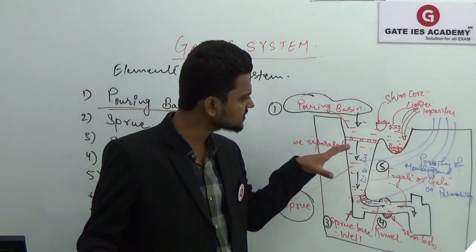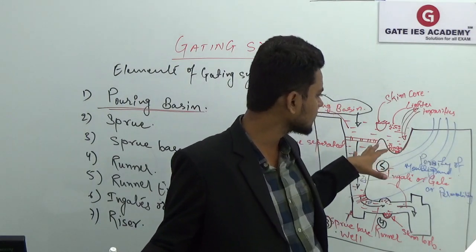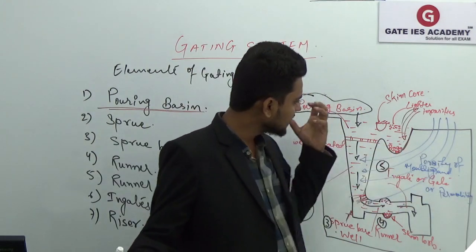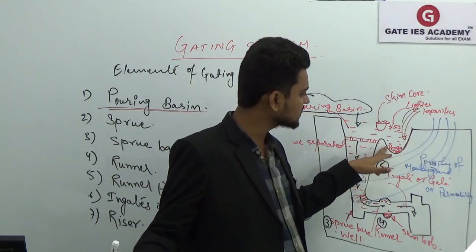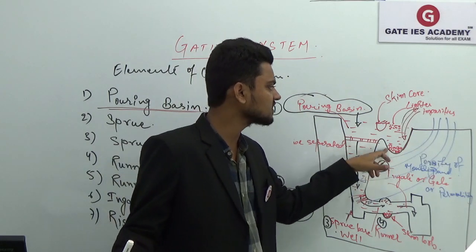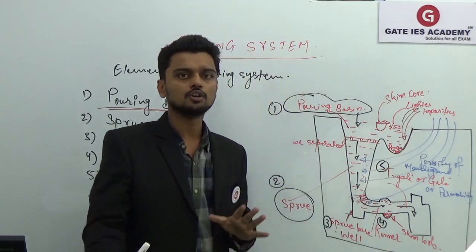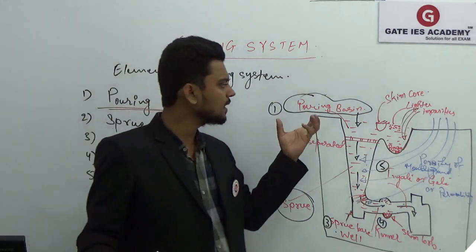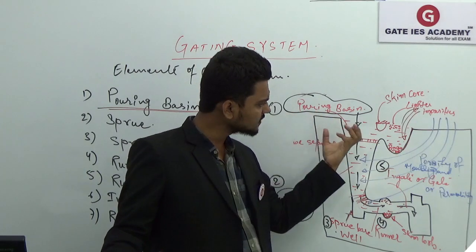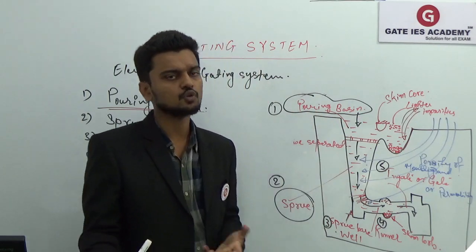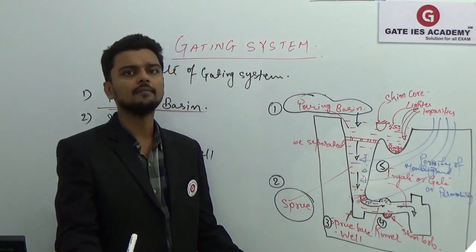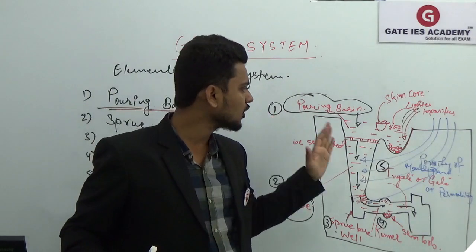So this pouring basin is a reservoir of molten metal. Its main function is to reduce the momentum of that molten metal. It also separates the impurities: high density impurities will be collected at the base, and lighter impurities will be on the top. Obviously there should be full flow of that molten metal through this pouring basin, so that it will avoid air entering your mold cavity.